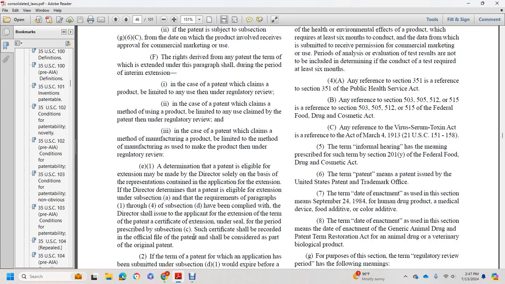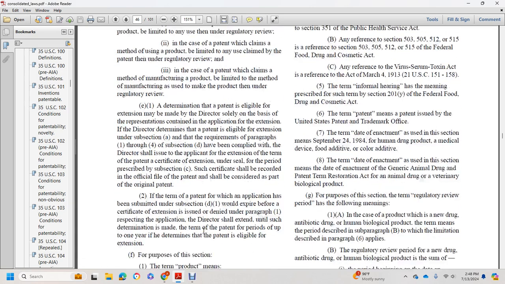E1. The termination of the patent eligible for extension is determined by the Director on the representations contained in the application for extension. If the Director determines the patent is eligible for extension under subsection A and the requirements of paragraphs 1 through 4 of subsection D have been complied with, the Director shall issue to the applicant a certificate of extension for the period prescribed in subsection C. The certificate shall be recorded in the official file of the patent and shall constitute part of the original patent.